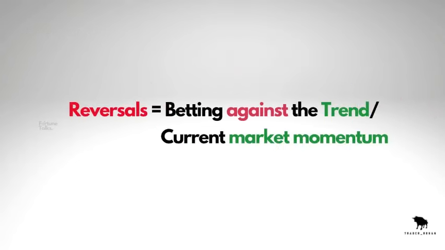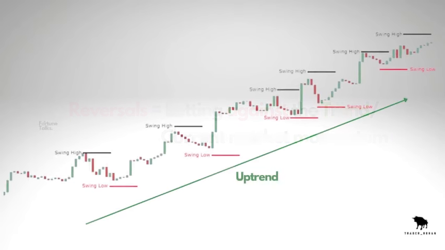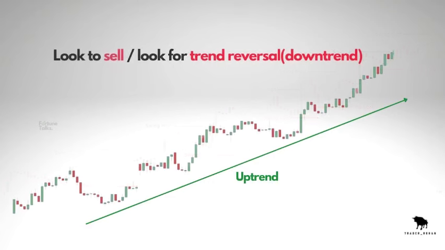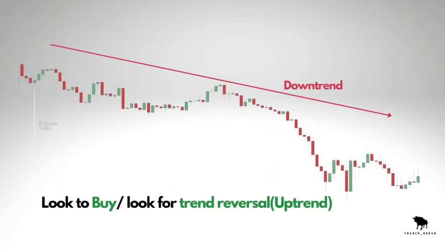So, as a reversal trader, you are in essence a counter trend trader who is trading against the trend or the current market momentum. For example, let's say the market is in an uptrend, making a series of higher highs and higher lows. As a reversal trader, you look to sell in that uptrend. Or for example, if the market is in a downtrend, then as a reversal trader, you are looking to trade against the trend and the momentum.